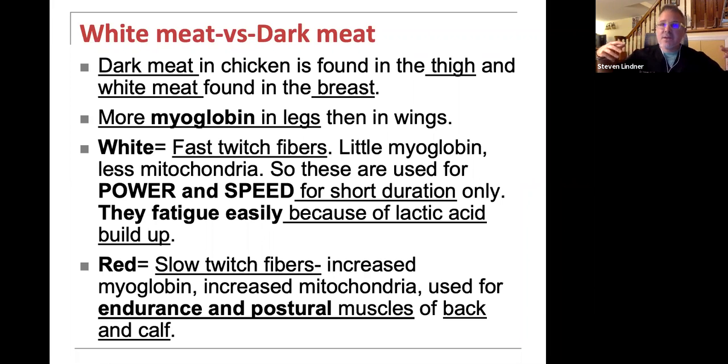Posturally speaking, the muscles of your back have lots of red twitch fibers because they're always contracting to keep your body in an erect position. Okay.